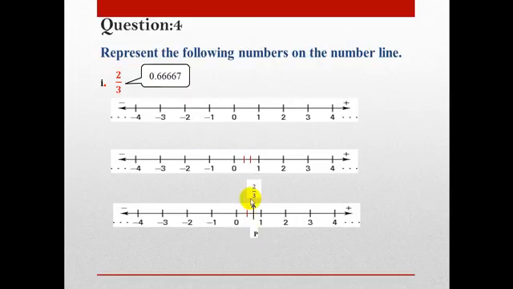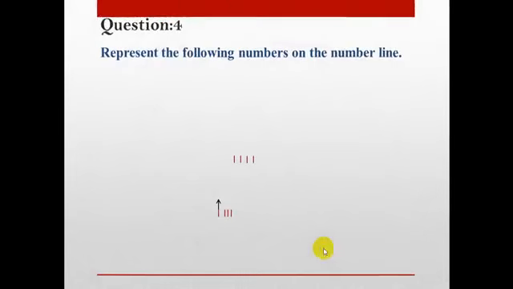So you will write 2 over 3 on the upper side of the arrow, and this will be the point where the number shows 2 over 3. Is it clear? Let's take another example or another question.